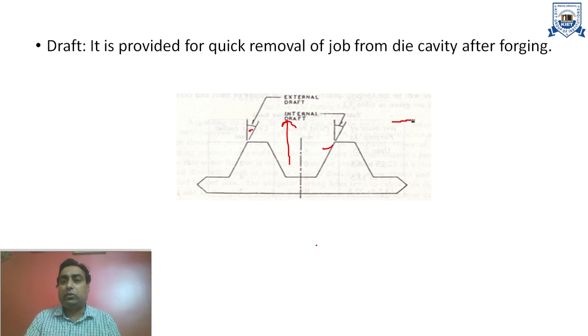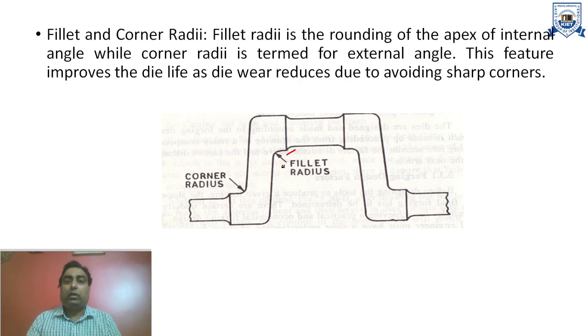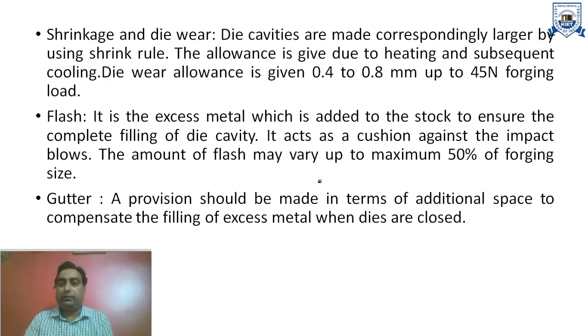Now let us consider that these walls are perfectly vertical and the job is there. What will happen when this job is to be removed? There will be difficulty removing the job from this die. That is why we have to provide the draft. Now, fillet and corner radii. Fillets are the internal radii, and corners are the outside corner radii, and we have to provide these radii. We do not provide sharp corners like this. So these are called fillet radii and corner radii.